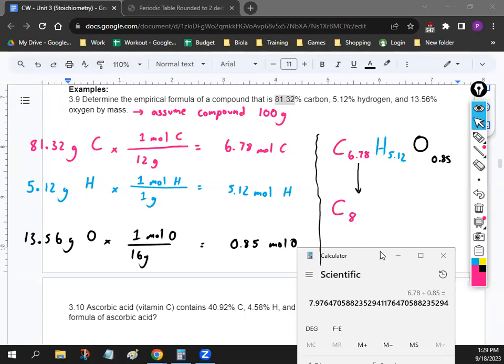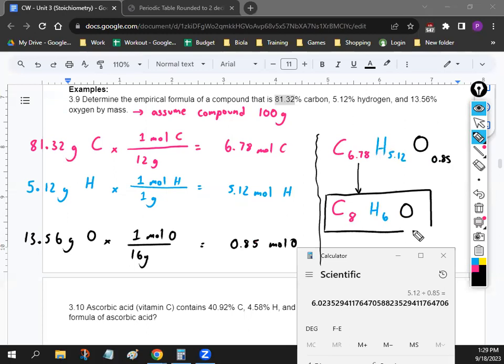Now we can move on to the hydrogen. We're going to go to 5.12 divided by 0.85. And that's going to give you 6.02. Now, what whole number is that really close to? Yeah, just 6. So H6. And then we don't even need to do the oxygen one. 0.85 divided by itself is going to be 1. So there you go. That is our empirical formula.